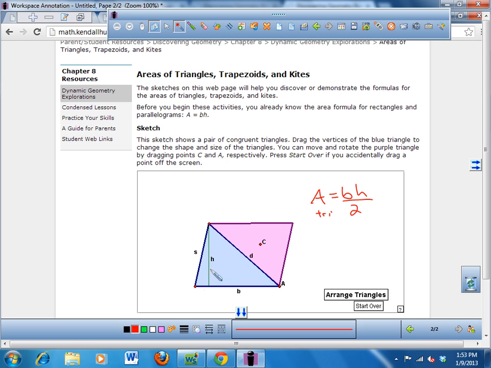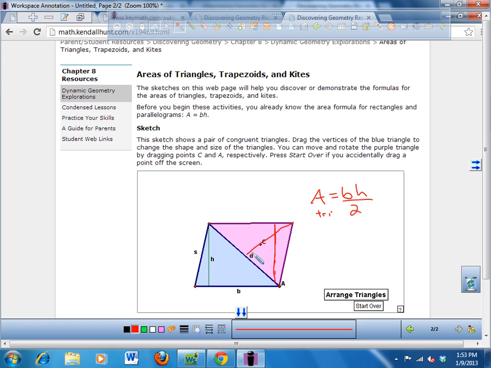And the height can be measured this way. The height can be measured this way. And we'll do some examples. The height can be measured like this. That's the same height, right? Or you can have a height going this way, as long as that height is perpendicular to the other side, and that is the height of the triangle. Remember when we constructed altitudes? That's how we did it. So there's that one.